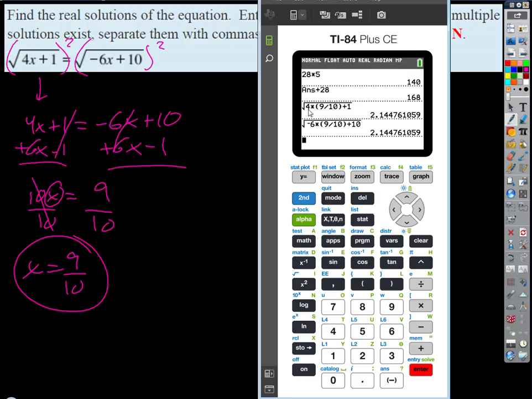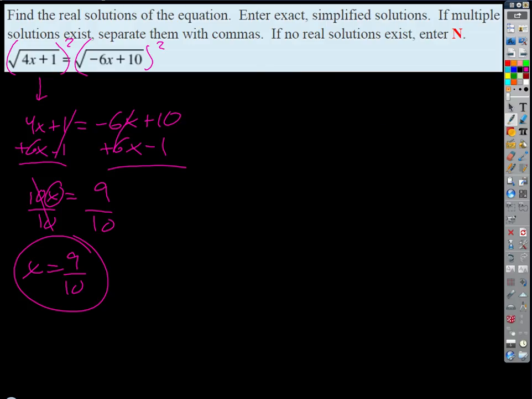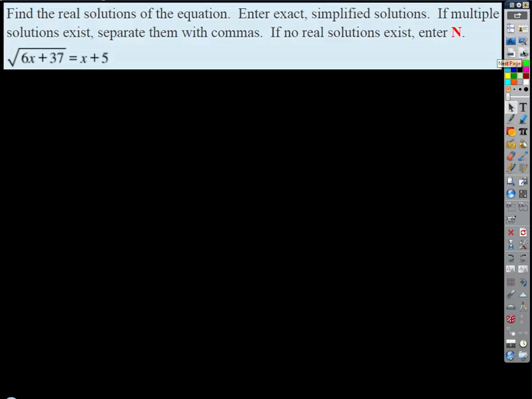So I've got 4 times 9/10 plus 1 under a radical, so the square root of all that gives me this decimal. If I plug in 9/10 over here, I get negative 6 times 9/10 in parentheses plus 10. I get the same decimal, so it checks, right? So that one works.